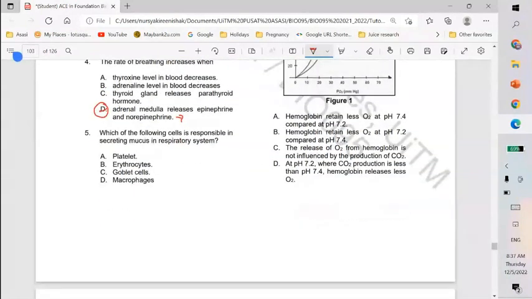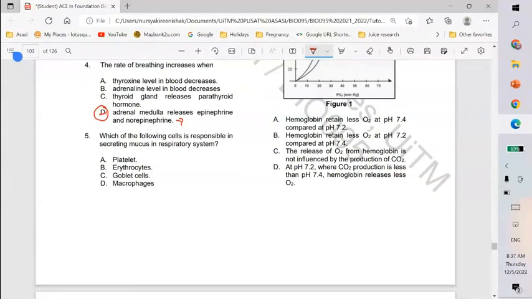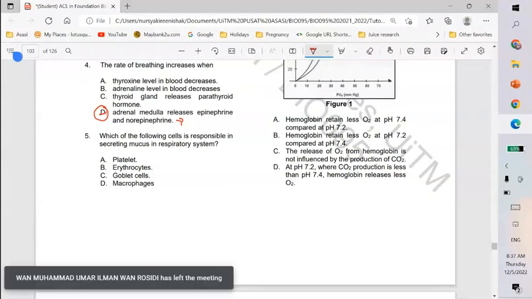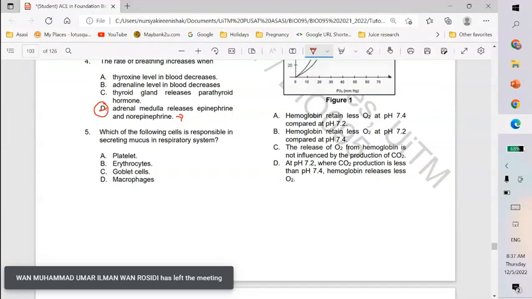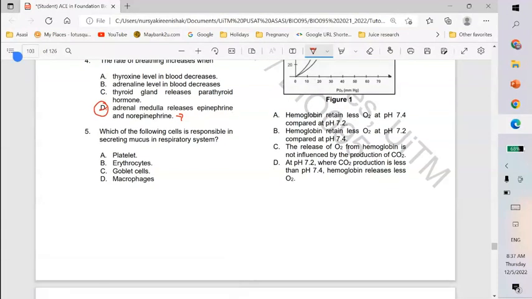Boleh Aisyah faham? Okay. So number five. Amirah, Nadira. Which of the following cells is responsible in secreting mucus in respiratory system? C. Goblet cell.